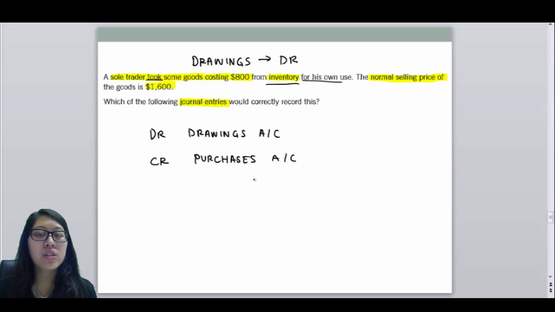Now, which figure are we going to use, 800 or 1,600? Well, the sole trader is not selling the goods to himself. If he were, he would have recorded it at 1,600. But instead, it costs. So this inventory was initially bought by the company at $800. So they still have the value of $800. Therefore, when you're going to record drawings, you have to record at the cost figure, not at the selling price. If you were to record at selling price, this would not be a drawing, it should be a sales. So you're going to put 800 for both.